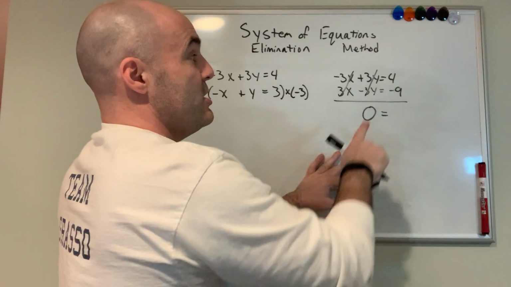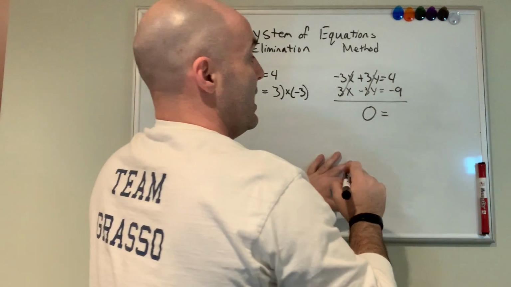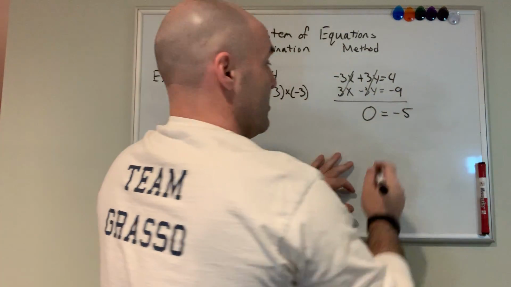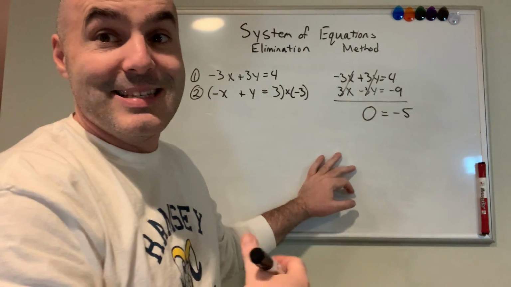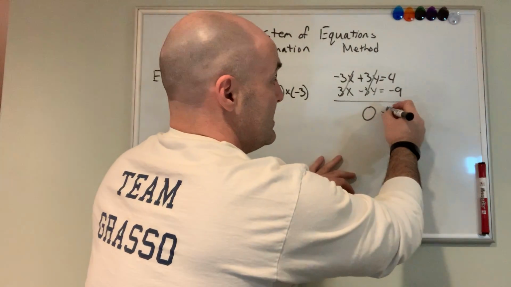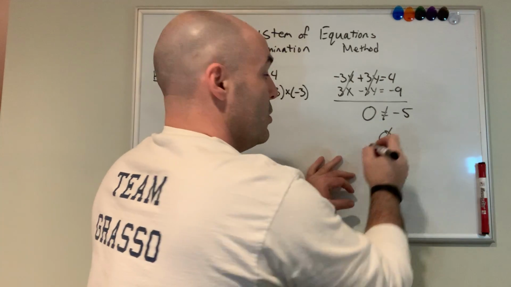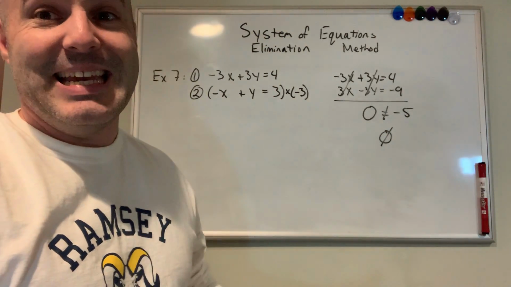On the other side of the equation, I have 4 minus 9. That gives me negative 5. In no world does 0 equal negative 5. This is not true. This is a no solution, okay? This is inconsistent.